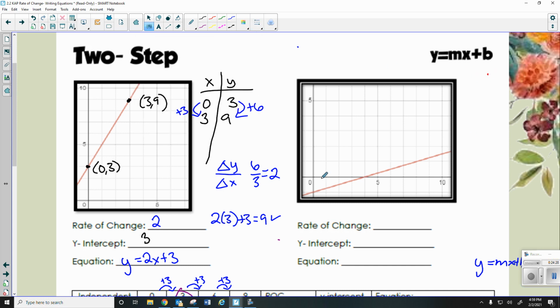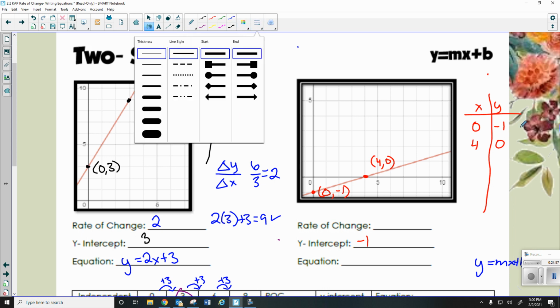Okay, again, I see my y-intercept. It hits it right here at -1, so I'm going to be subtracting 1. Okay, again, that ordered pair, I didn't move left or right. I moved 0, but I did go down 1. I can do this one. I went over 4 and up nothing. 0, -1, 4, 0.